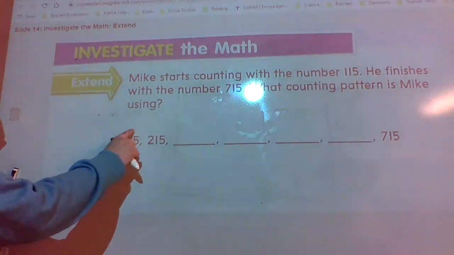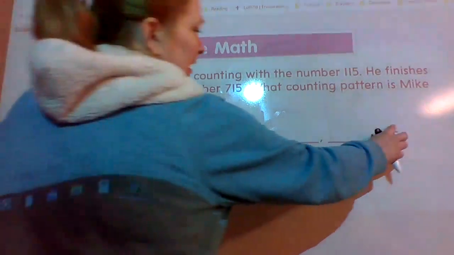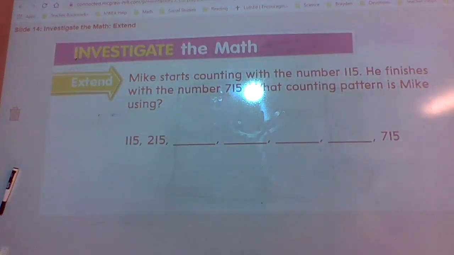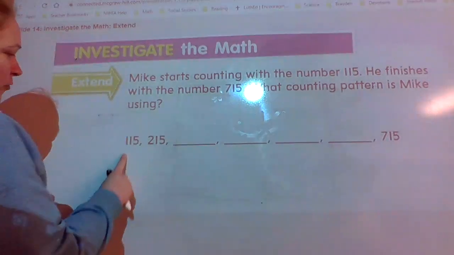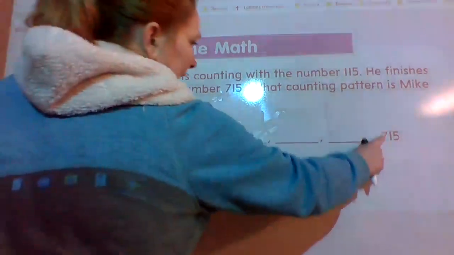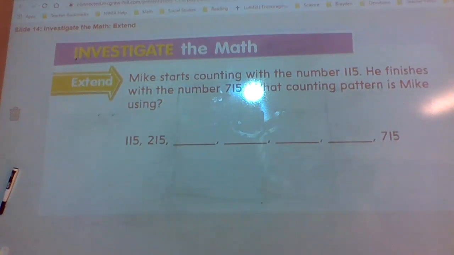How about the tens place? We got a 1, a 1, and a 1 in the tens place. Those aren't changing, so we're probably not counting by tens either. So let's look at our hundreds place. We have a 1, a 2, and a 7. So what do you think we're counting by? Yeah, we're going to be counting by hundreds.